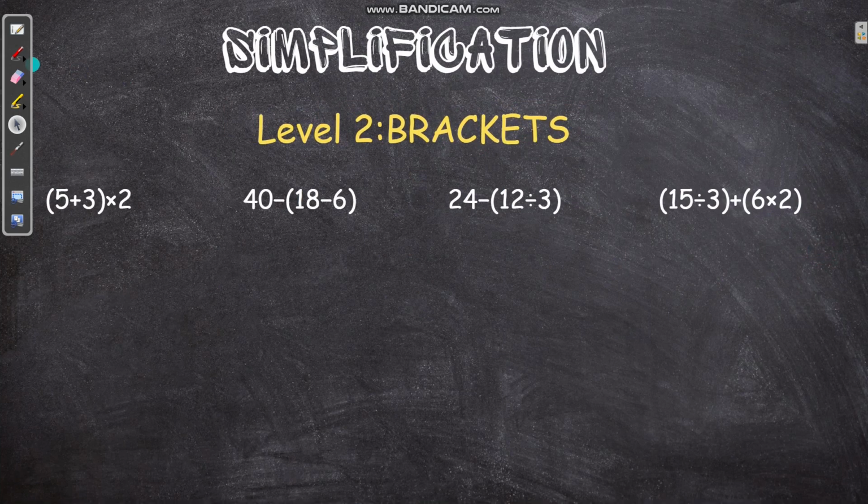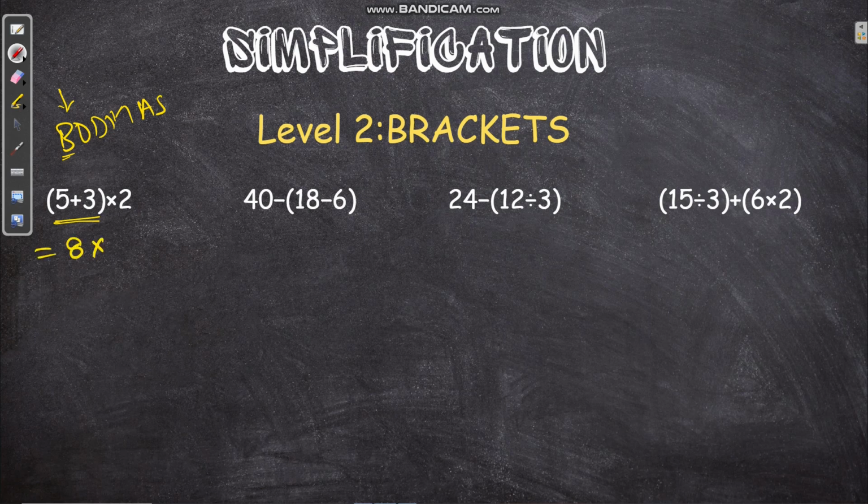Now in this question you have brackets. So we know that we have to solve brackets first, because according to BODMAS, brackets have first priority. It starts with B. So let us solve this bracket first. Inside the bracket also, if you have addition, multiplication, division, you follow BODMAS inside the bracket also. So let's solve this bracket, that is 5 plus 3, that is 8 into 2. So 8 into 2 is 16.